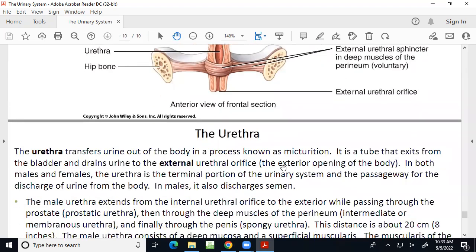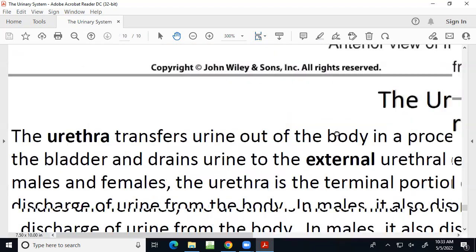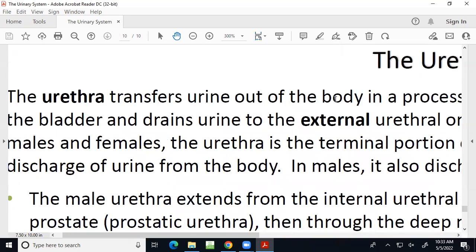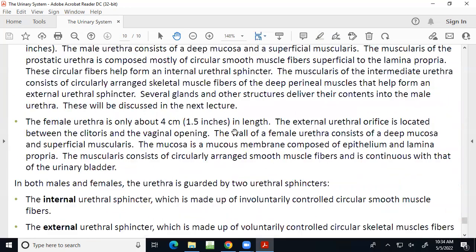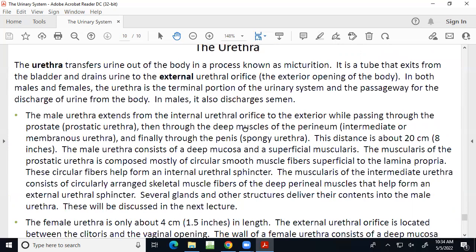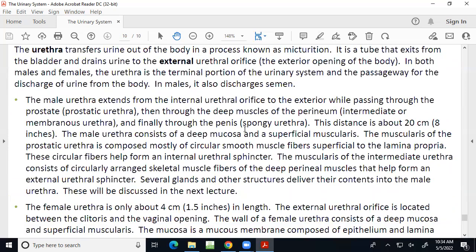All right, let's talk about the urethra. Final organ of the urinary system. Its job is to transfer urine out of the body in a process known as micturition. Micturition, fancy word for peeing.